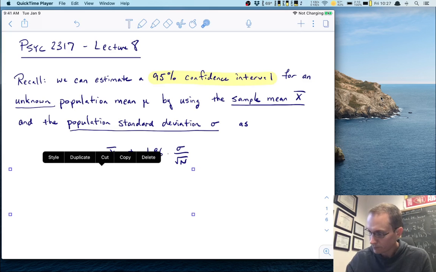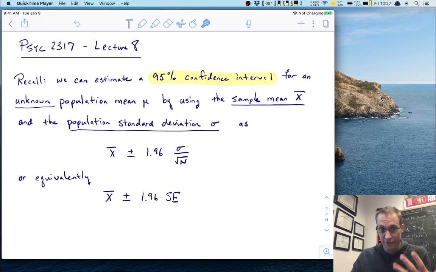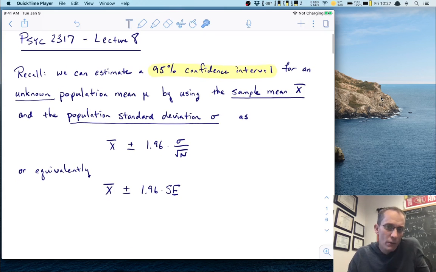Now there will be a link to the lecture in which we talked about this in the notes below. Now equivalently, we could write that very simply to say x bar plus or minus 1.96 times the standard error. You may recognize that's what that formula is. Okay, so that's how we do confidence intervals.